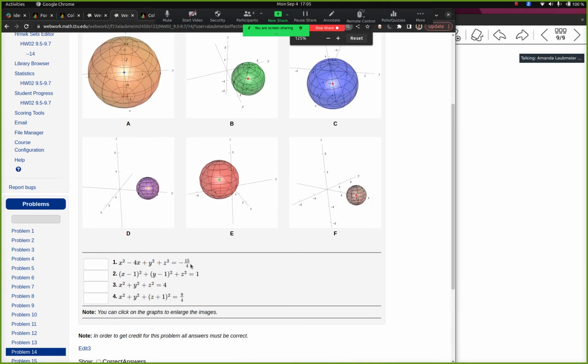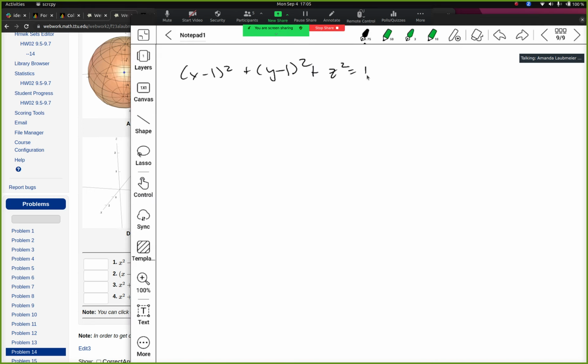So Benjamin talked about completing the square on some of these, which you do have to do. But before you even jump into that, I would match the ones that you already know the form of. So for example, x minus 1 squared plus y minus 1 squared plus z squared equals 1. This one right here, number 2 I'm talking about, has that form.